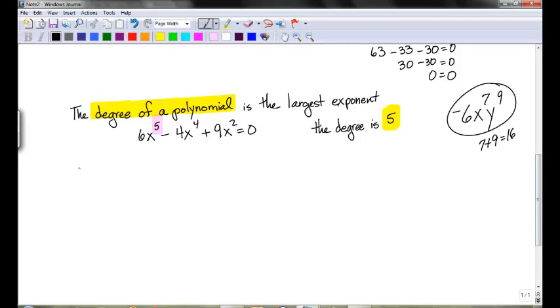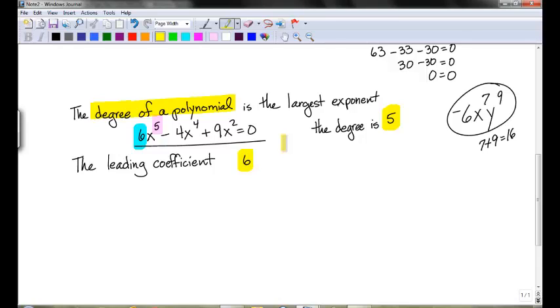Okay, the other thing they talk about, let's go back to this problem here, is the leading coefficient. The leading coefficient is, you look at the term with the highest exponent. You want to make sure it's in descending order. So you got to find the term with the highest exponent, and it's this number in front. So on this one, the leading coefficient is 6.